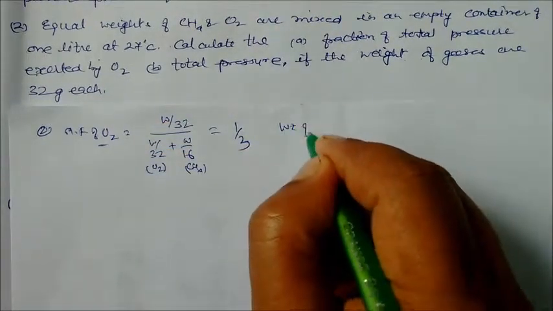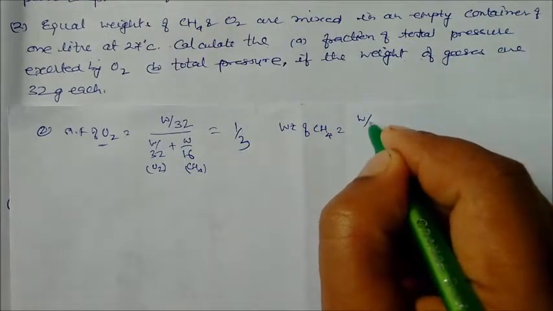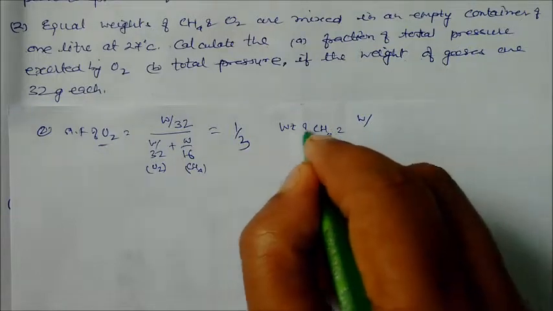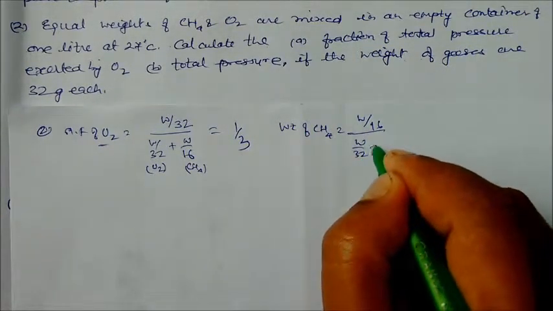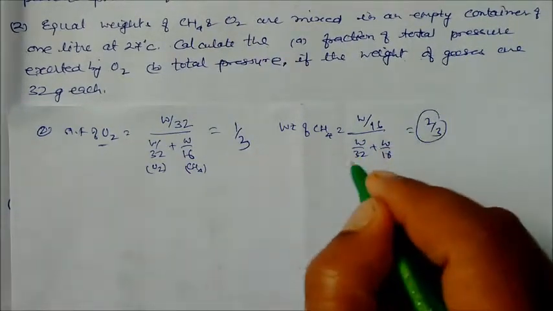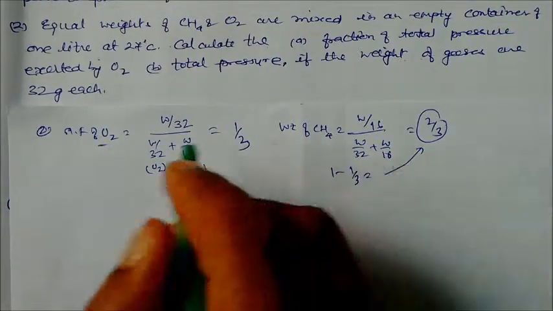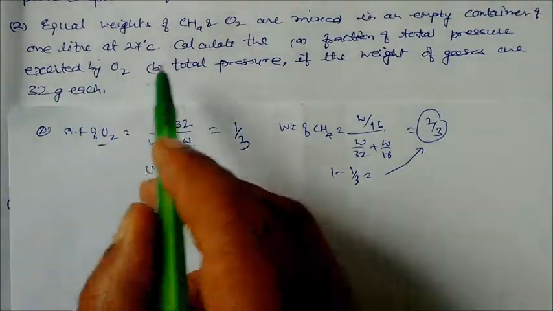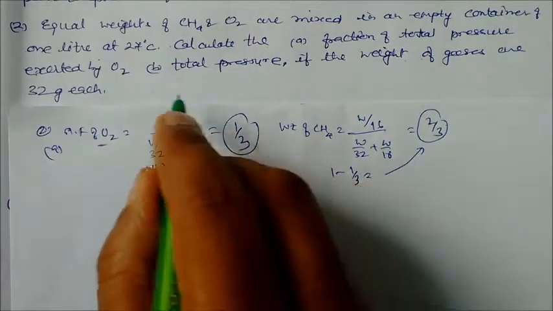Similarly, the mole fraction of methane will be weight upon 16 divided by weight upon 32 plus weight upon 16. Here we will get 2 by 3. We can also subtract directly: 1 minus 1 by 3 is also 2 by 3. So mole fraction of oxygen is 1 by 3. This is the answer of the first part, mole fraction of oxygen. What is the total pressure?